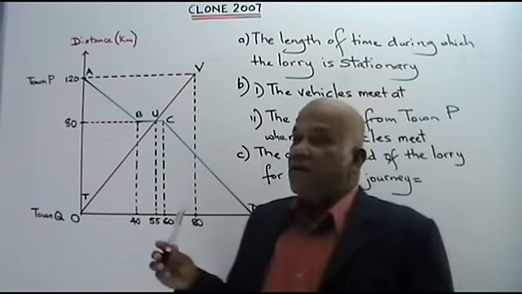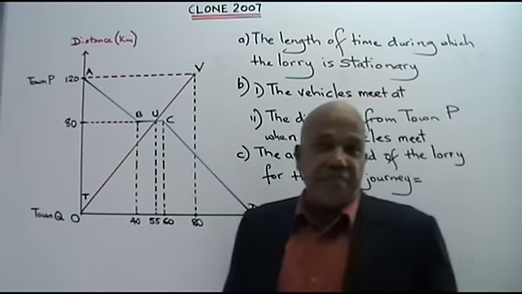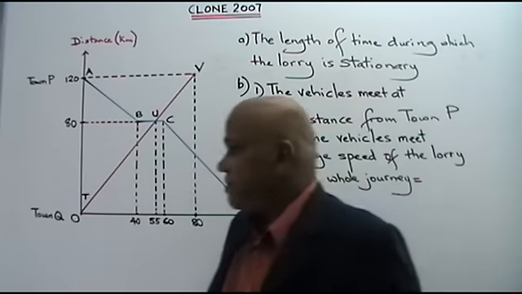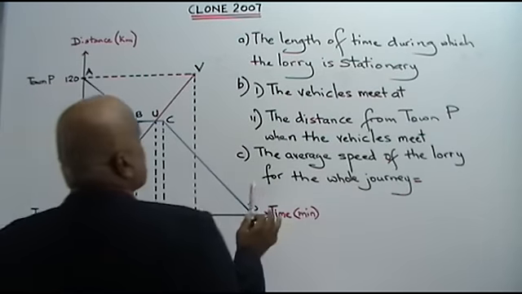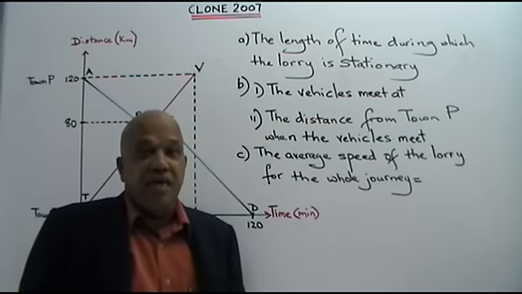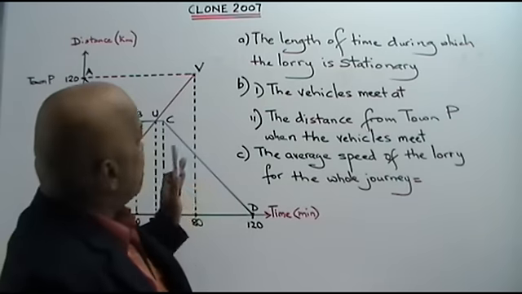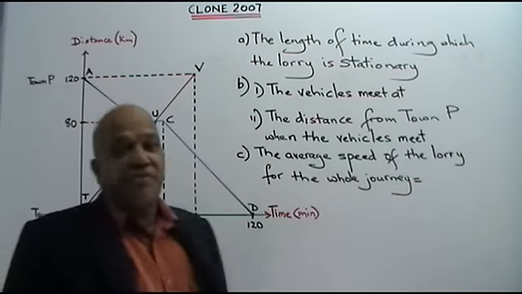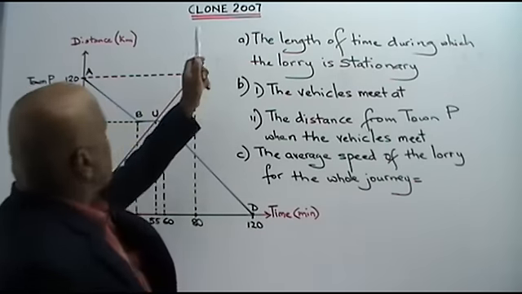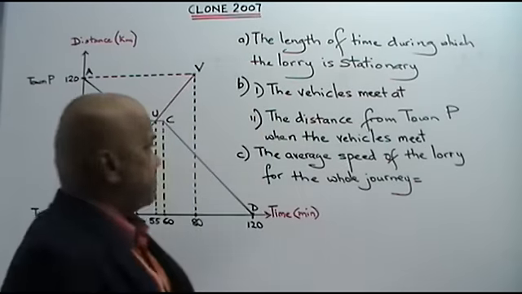Welcome to the topic of distance time graph, paper 2 SPM. Okay, now these questions usually come out in the compulsory section, that is section A. Every year without fail, you have either a question on distance time graph or speed time graph. Okay. Now we focus on a clone question based on the year 2007.